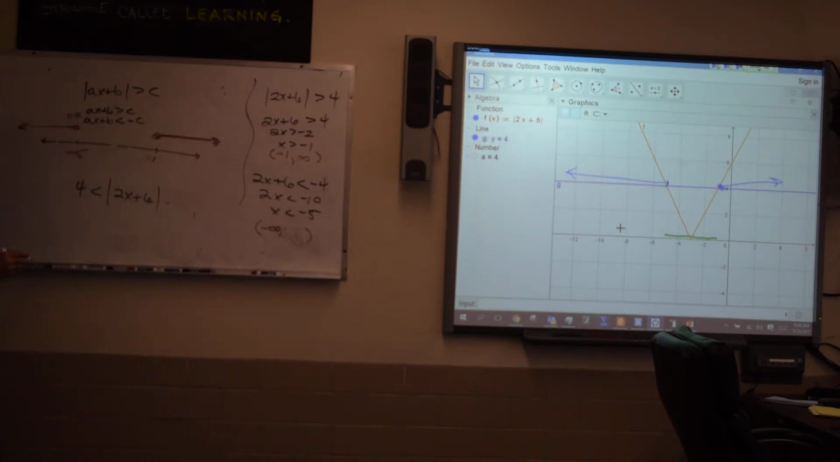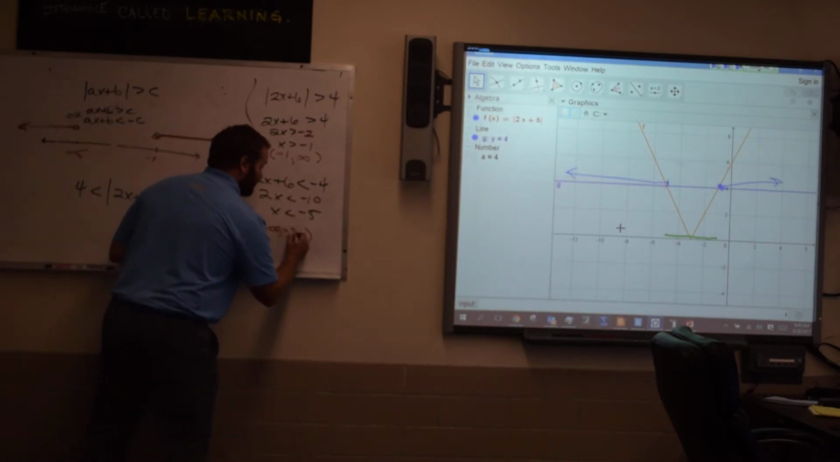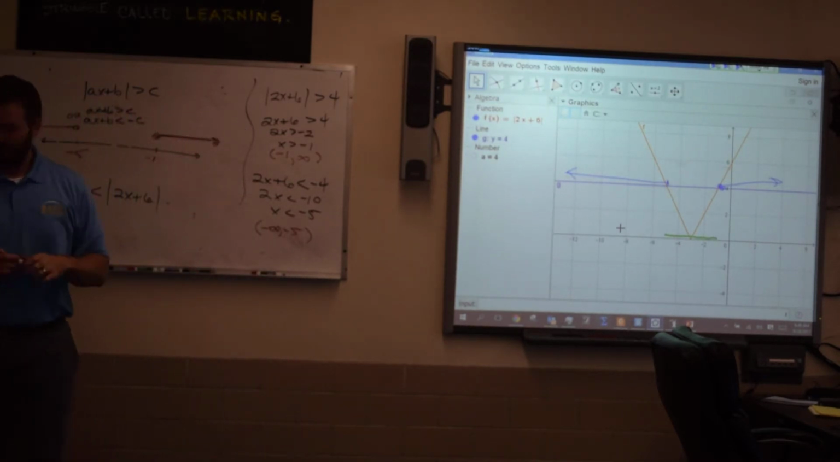-infinity, right? That's the first number I come across, all the way to the left. And what would be the last number you come across on that ray? -5. Okay. So, still not done though.